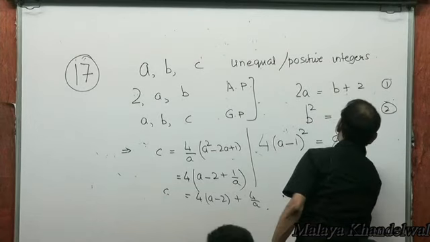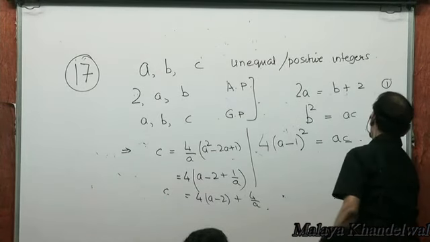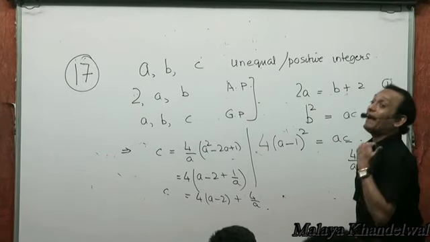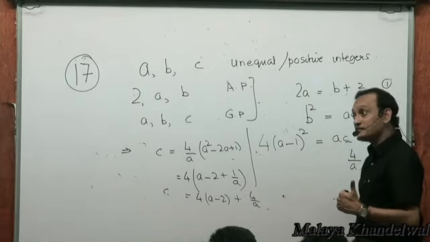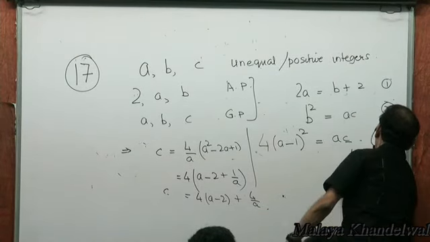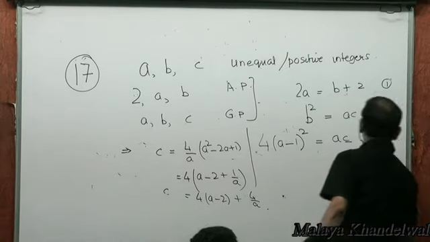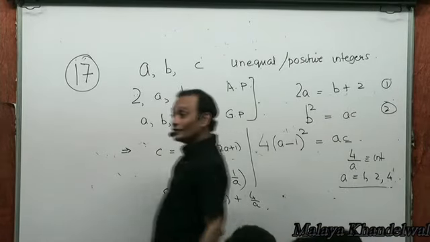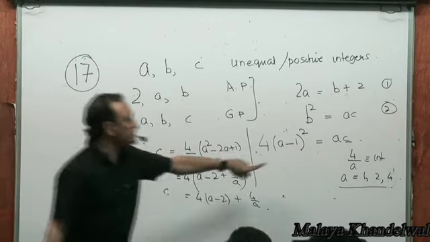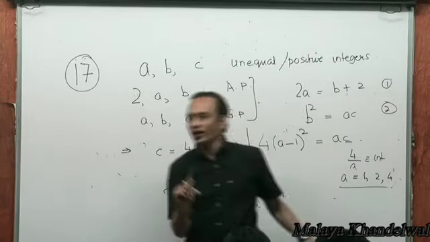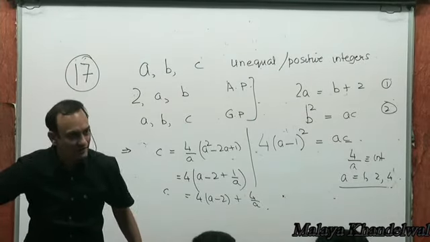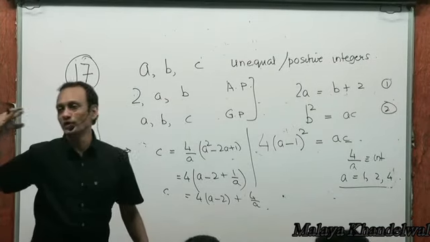So if 4 by a is an integer, then the possible values of a, if a is positive, are 1, 2 and 4. These are the only possible values of a. Yes or no? So our processing window boils down to a being 1, 2 or 4. 4 by a has to be an integer, so a limits itself to 3 values. Now let me explore each one of them.